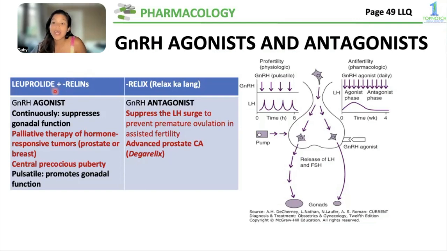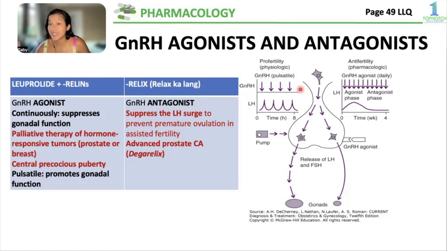So si gonadorelin, goserelin, nafarelin, triptorelin, these are all GnRH agonists. So they can be used in the palliative therapy of hormone-responsive tumors like your prostate or your breast cancer. And they can also be used to prevent or to diminish the effects of central precocious puberty, whereby masyadong maaga yung puberty sa bata because centrally you are releasing too much GnRH. If you give it in a pulsatile fashion, which is pro-fertility, it would then promote gonadal function.